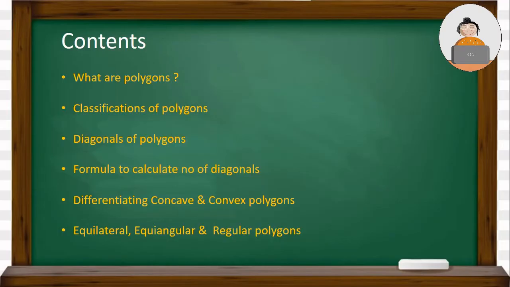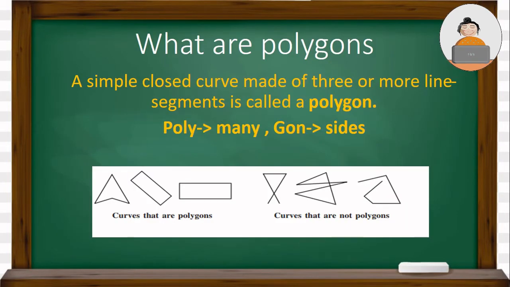Friends, in this video, we are going to talk about polygons. Next will be the classification of polygons based upon the number of sides. Then we will see about the diagonals of the polygon and how to calculate the number of diagonals in a closed shape. Then we will talk about the concave and convex polygons, how we will differentiate them. Lastly, we will see the difference between the equilateral, equiangular and regular polygons. So friends, let's start our session.